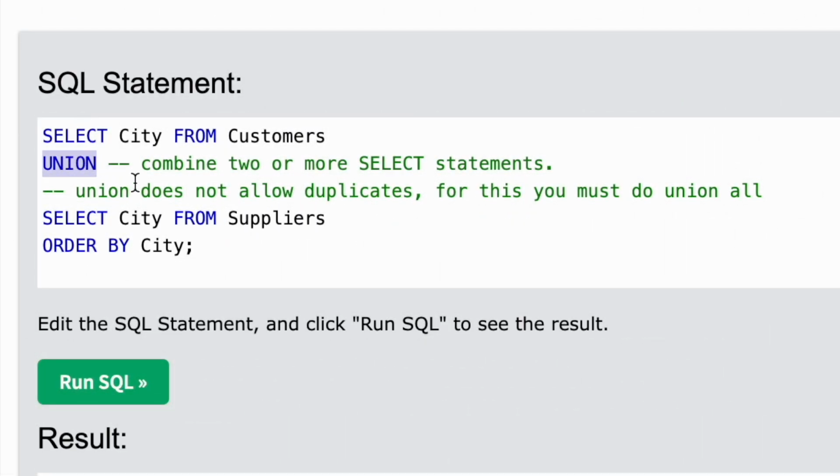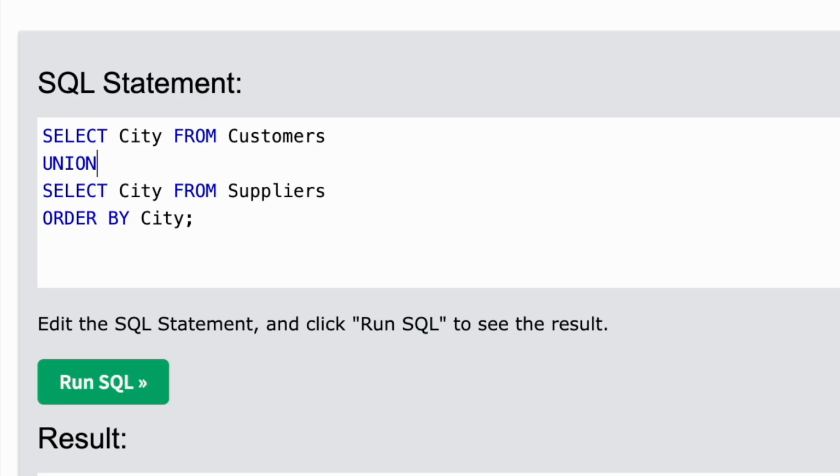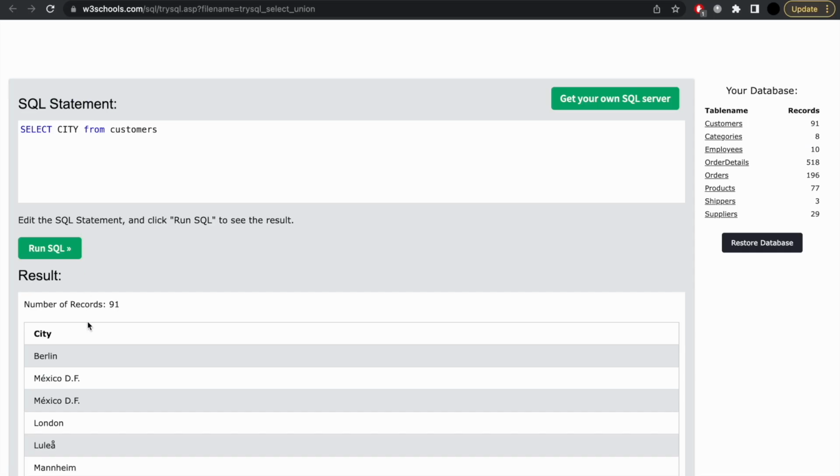Union. You can see here my notations to explain that union means we'll select and combine two or more select statements. However, union does not allow duplicates. For this, you must type union all. So here, we're selecting city from customers and city from suppliers, and we want to combine those two data tables. We'll give you all the cities.